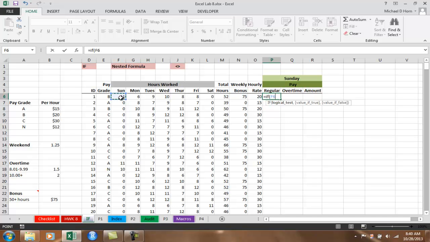If that's less than or equal to 8, which means they work just a normal amount of hours, regular hours that day, excuse me, then hours worked times their pay rate, right, comma. If they worked more than 8 hours, they still get that first 8 hours at their regular pay. So here we would just say 8 times their regular pay. Close parentheses.